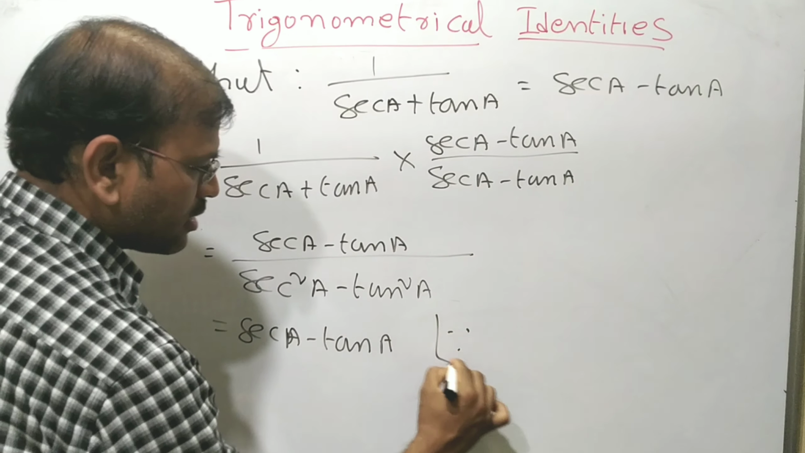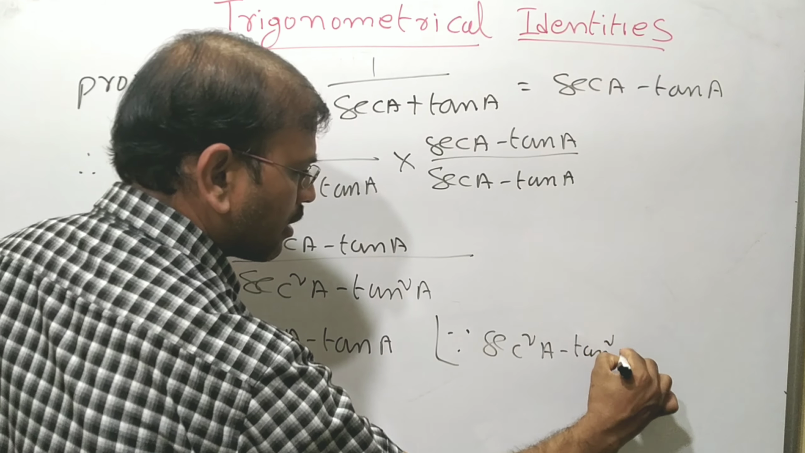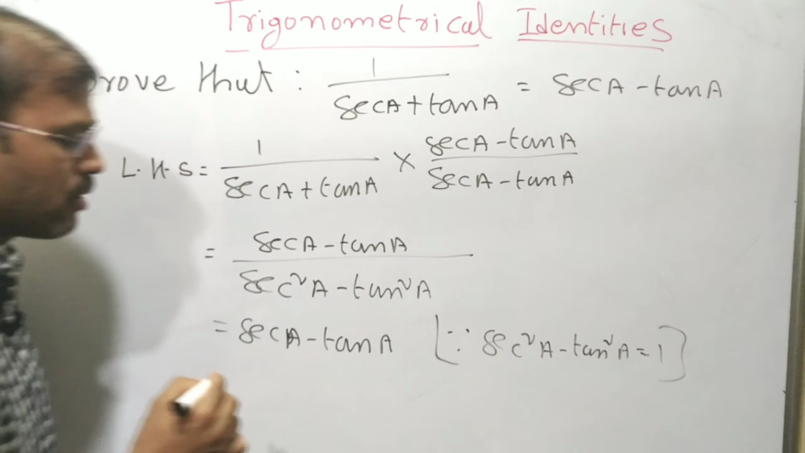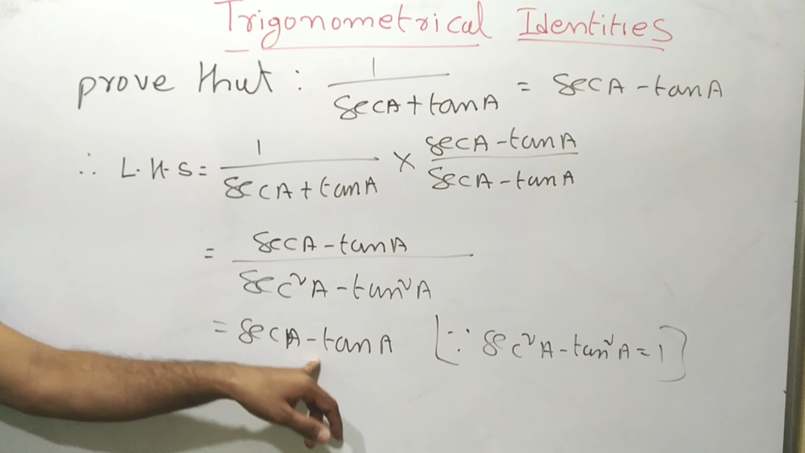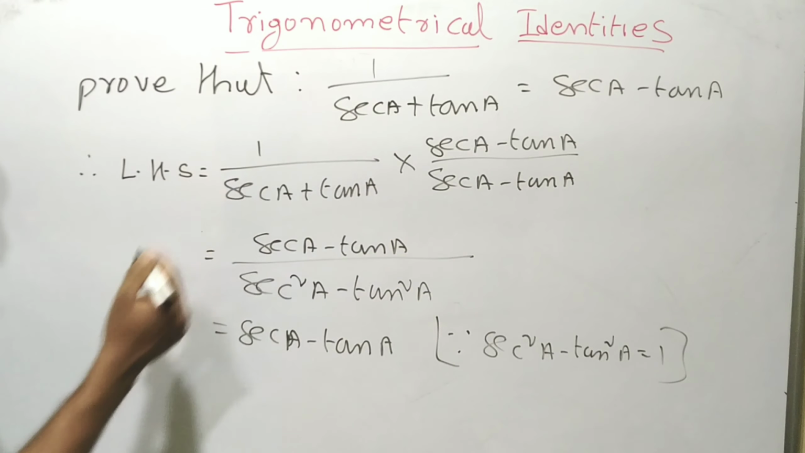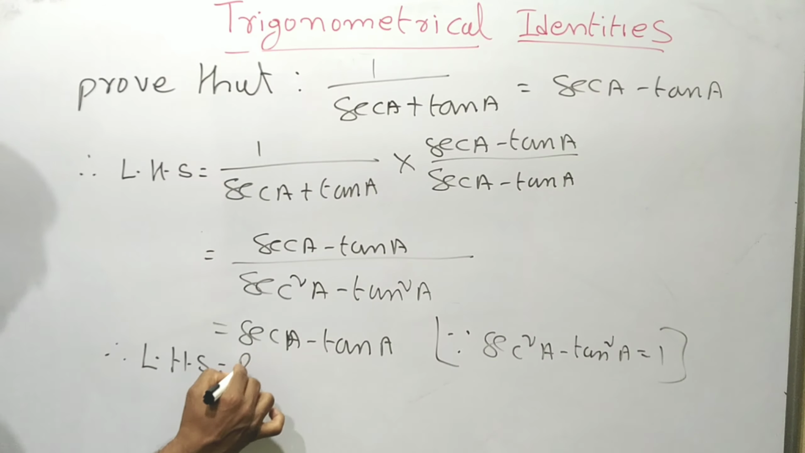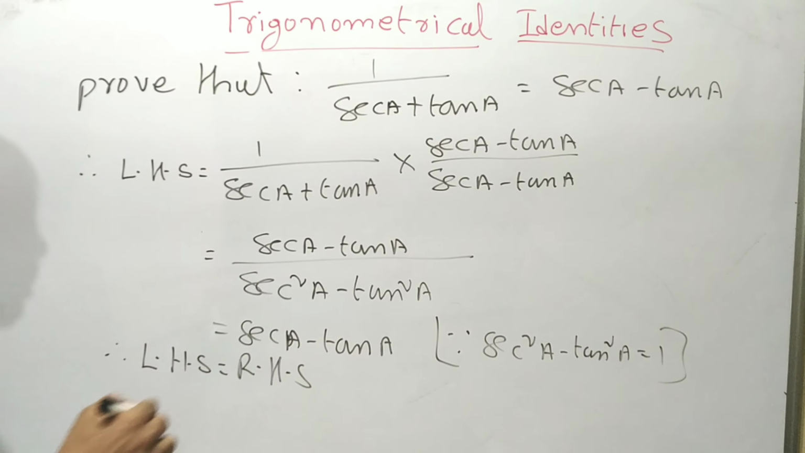So the reason is what? Sec square A minus tan square A equal to 1. This is the direct formula. So sec A minus tan A divided by 1 is sec A minus tan A. This is the right hand side. Therefore, LHS equal to RHS. I hope you understood.